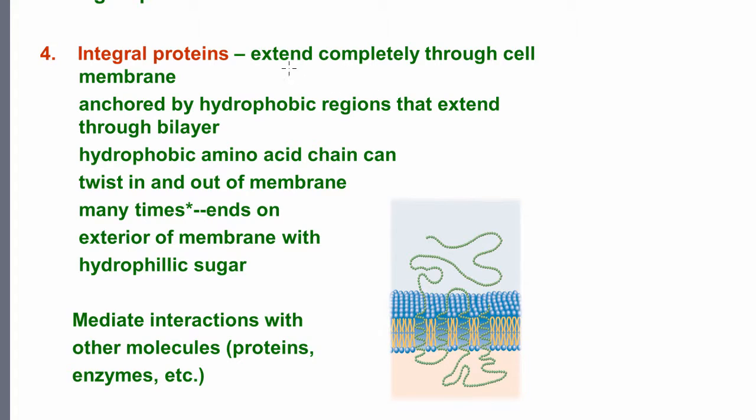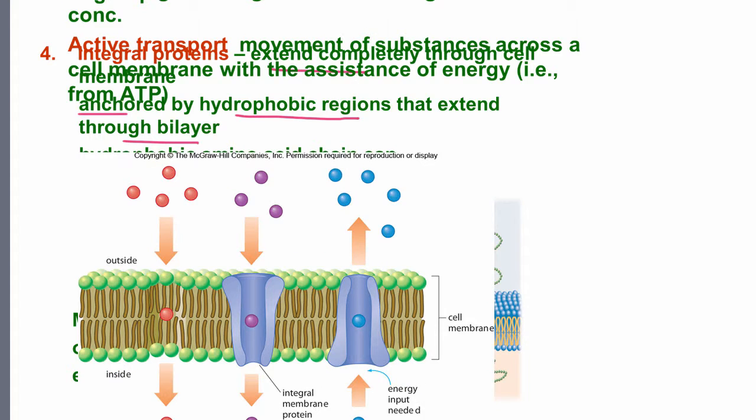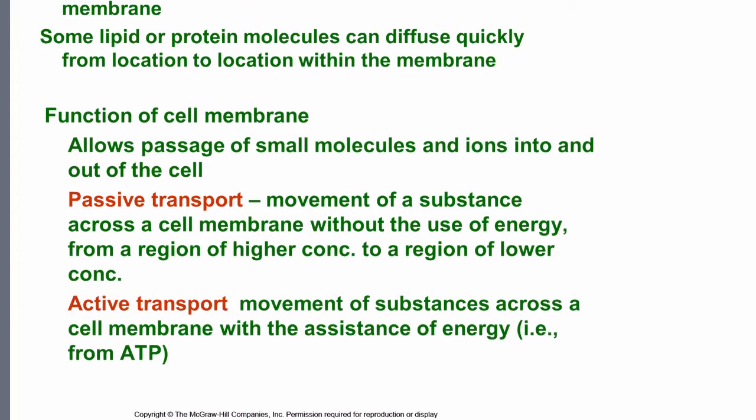Integral proteins, again, extend completely through the cell membrane. They're anchored by hydrophobic regions that extend through the bilayer. So, as I said before, the hydrophobic amino acid chain, we haven't talked about amino acids yet, but it can twist in and out of the membrane many times, okay? And then usually ends on the exterior of the membrane with a hydrophilic sugar. Remember, sugars, those monosaccharides, are very hydrophilic because of those OH groups. So the integral proteins mediate interactions with other molecules, proteins, enzymes, and so on.